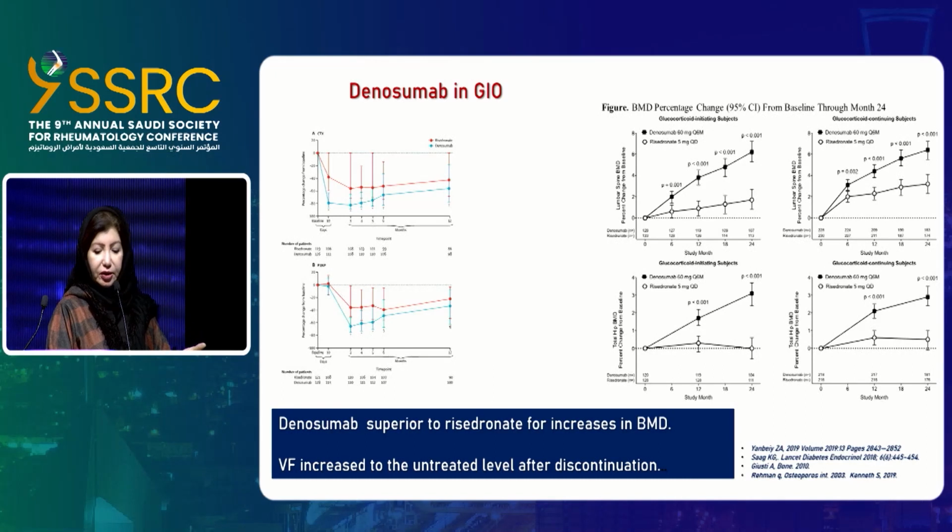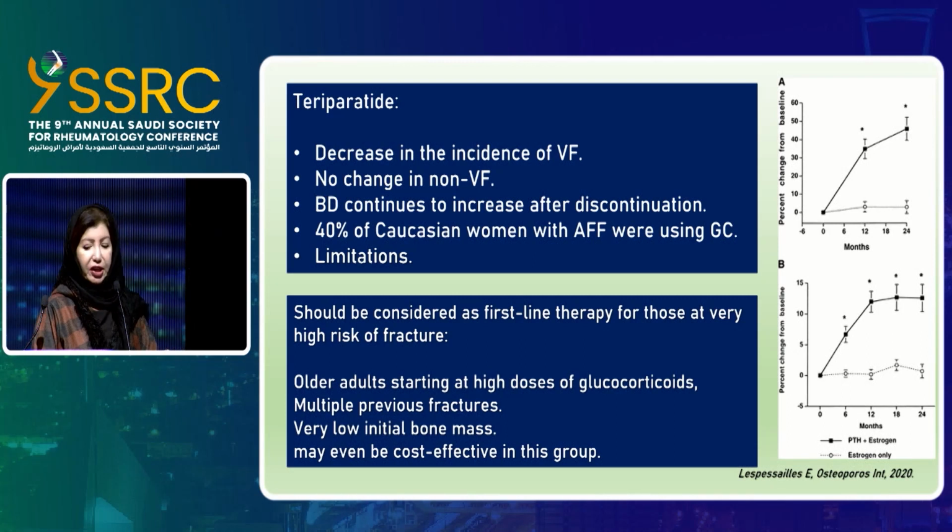What about denosumab in these patients? Denosumab is superior to risedronate, just like primary osteoporosis, for increase in bone density, and vertebral fractures increased after stopping. This is a very important point when you stop it. So if the patient can use it, it's better to use it. It is superior to bisphosphonates. But if you stop it, just like primary osteoporosis, after 7 to 9 months you should expect increased risk of refracture. So you have to give something else after that.